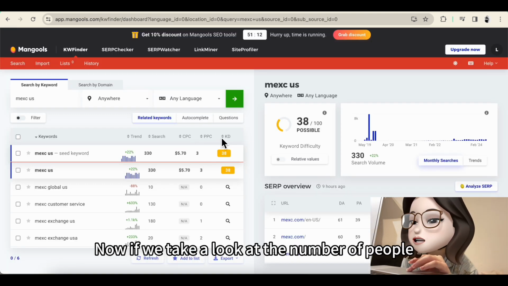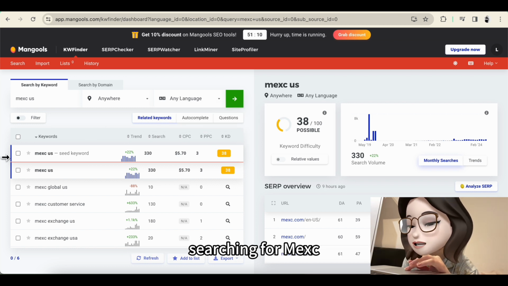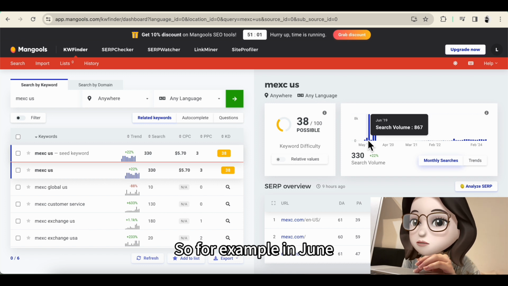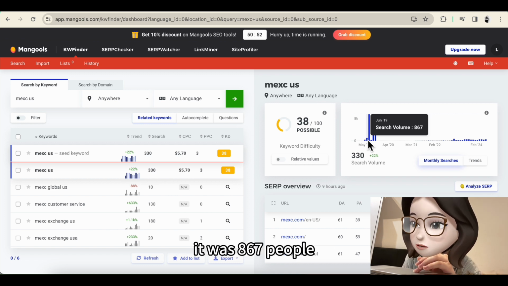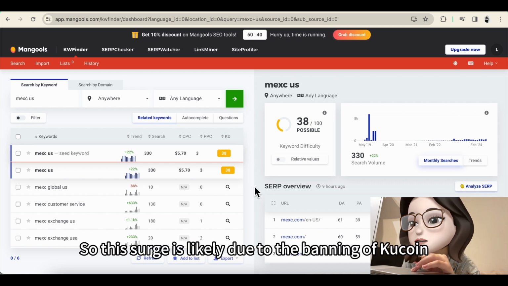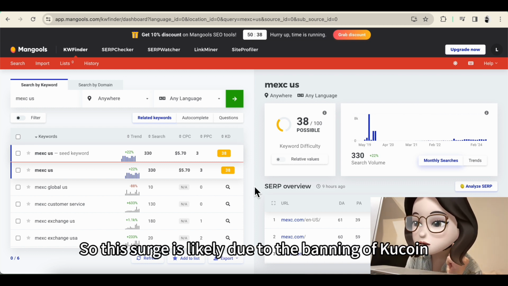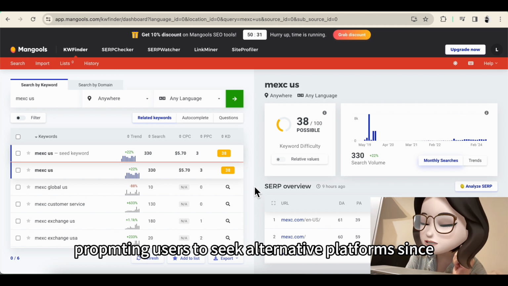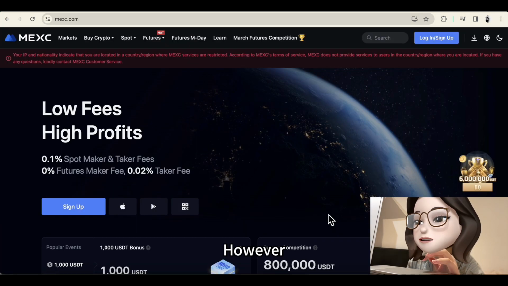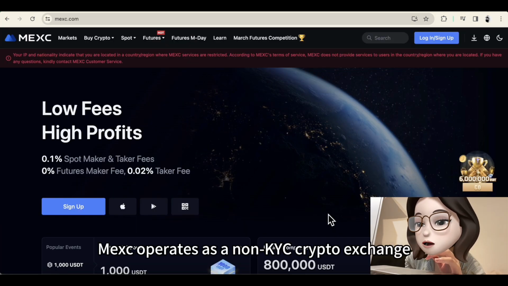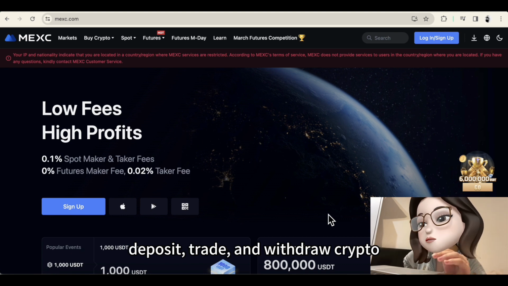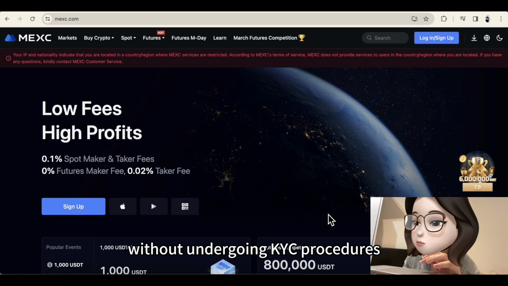Now, if we take a look at the number of people searching for MEXC, you will notice a significant increase in the keyword volume. For example, in June, it was 867 people, but it has rocketed to 7.9k people in July. This surge is likely due to the banning of KuCoin, prompting users to seek alternative platforms, since the US is a banned country according to MEXC's turn-off surveys. However, MEXC operates as a non-KYC crypto exchange, meaning you simply need to acquire a VPN to sign up, deposit, trade, and withdraw crypto without undergoing the KYC procedure.